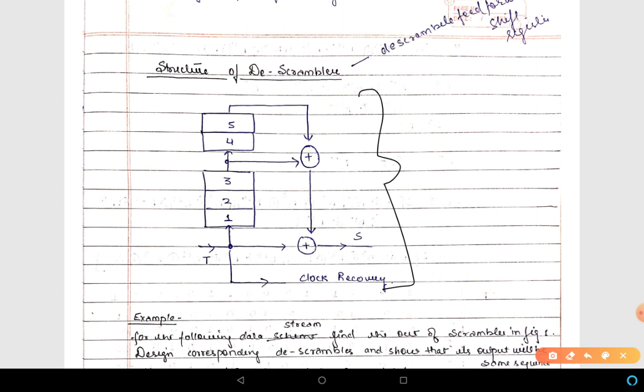We can design the descrambler as is done here. Now in the next lecture we'll take an example of how to find the output of a scrambler if a sequence is given, and how to receive the same sequence at the output of the descrambler at the receiver. So two statements would be there: number one, how to get the output T of a scrambler, and from T how to get the input S by applying it at the input of the descrambler at the receiver. That we will discuss in the next lecture.